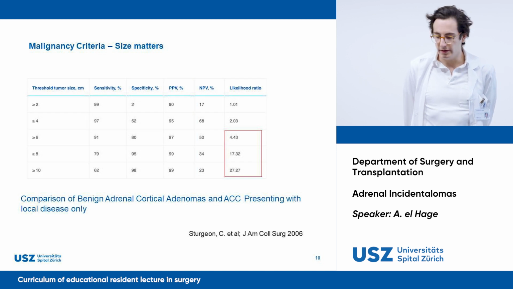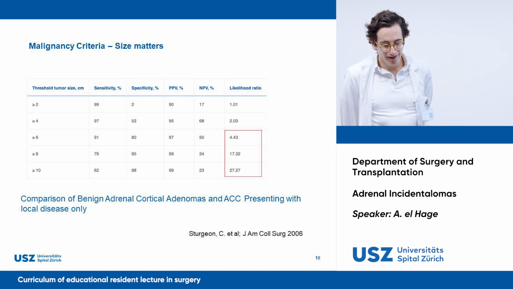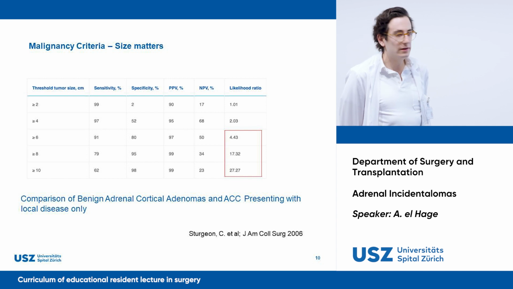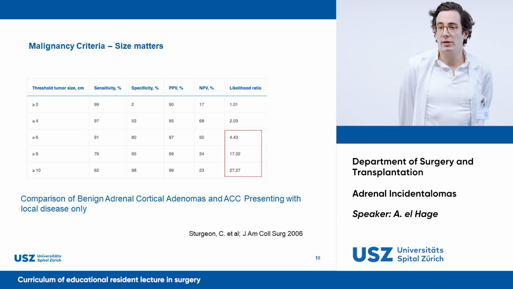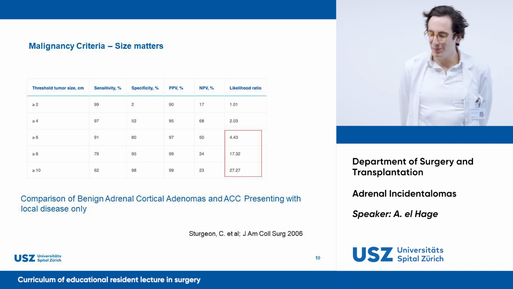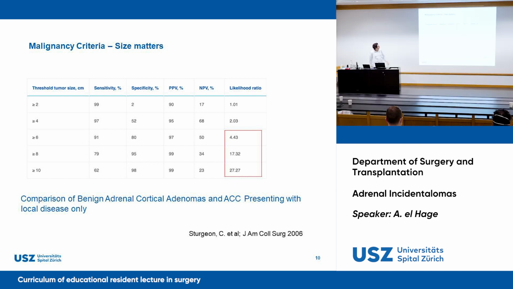Another criteria is size. Size matters. This study from Sturgeon in 2006 has shown that the bigger the tumor, the higher the likelihood ratio of it being malignant, which goes up to 27 for tumors of 10 centimeters or more.